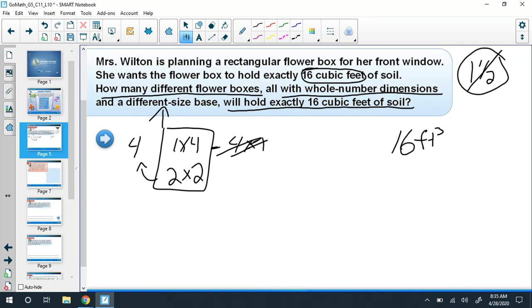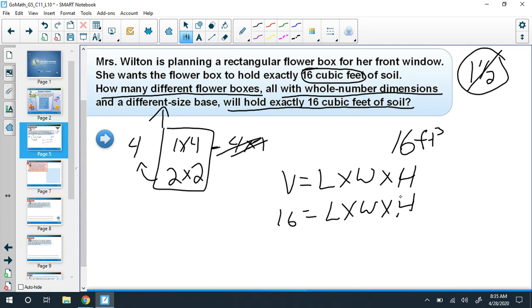So when we look at this, one thing that we need to remember is that our formula for volume is length times width times height. And if we were to break this down and think that we need to come up with three numbers that when multiplied together equal 16, it gets to be pretty overwhelming.